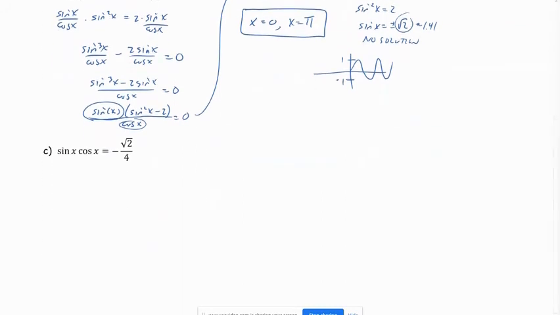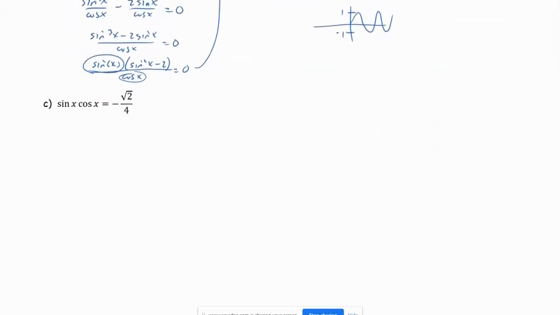So now we'll work through our last example. We have sine of x times cosine of x is equal to negative square root 2 over 4. That might remind you of one of our double angle identities. We learned that sine of 2 theta is equal to 2 sine theta cosine theta. So here we have cosine theta times sine theta, which looks like this.